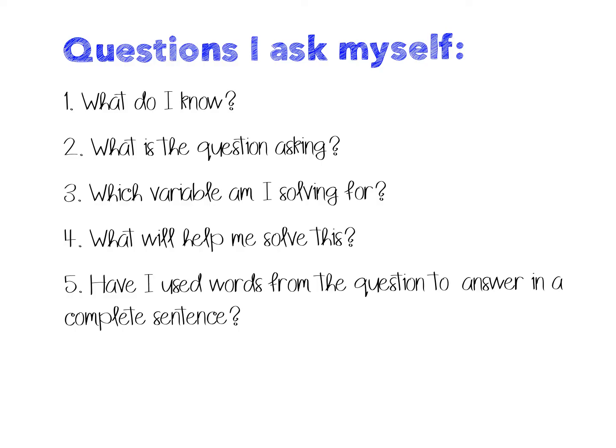So what information from my knowledge about quadratics will help me get that answer? And then my last one is, have I used words from the question to answer in a complete sentence? And I'm telling you now, you need to label. So if your number has meaning in the problem, it has to have meaning in your answer. So don't just put 4, you need to put 4 seconds. Don't just put 172, you need to put 172 feet high at 4 seconds or whatever. But I need that complete sentence and the context of it.